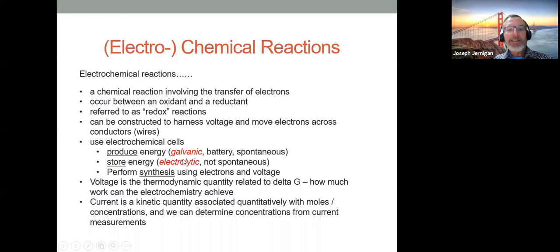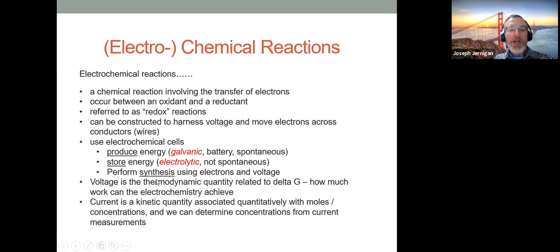And that's the opposite of galvanic, an electrolytic effect, where you actually physically plug your cell into a 110, so to speak, and you cause the electrons to go uphill, to go the other way. You cause an oxidation to occur where maybe it did not want to occur. That's an electrolytic cell, okay? So galvanic cells and electrolytic cells.